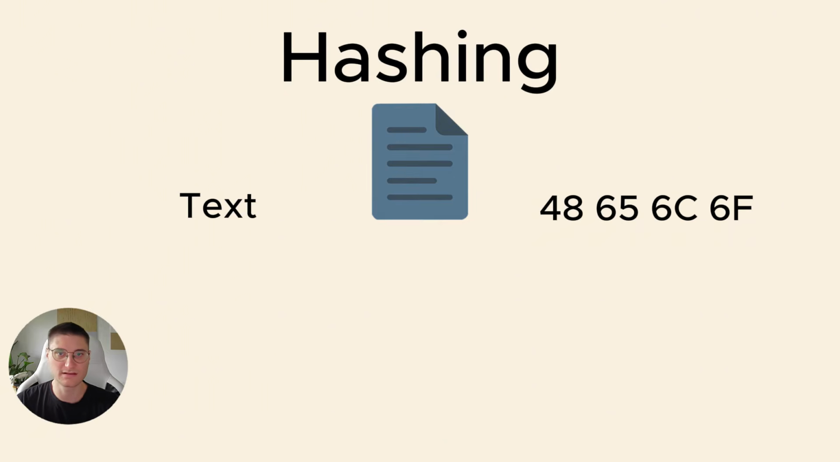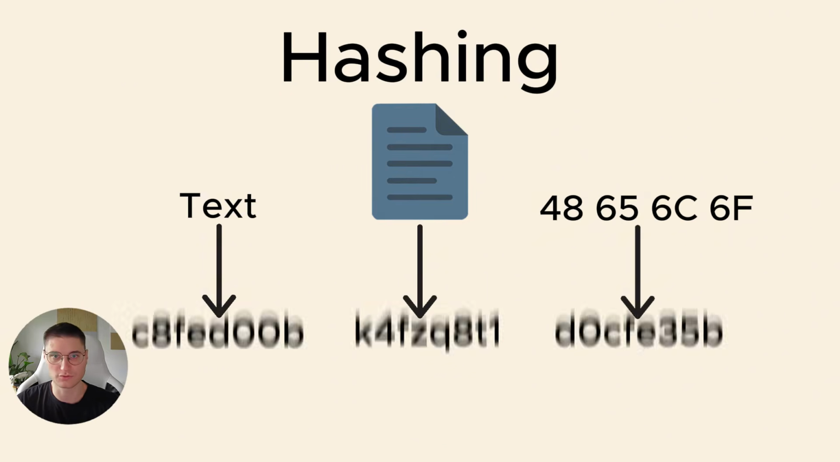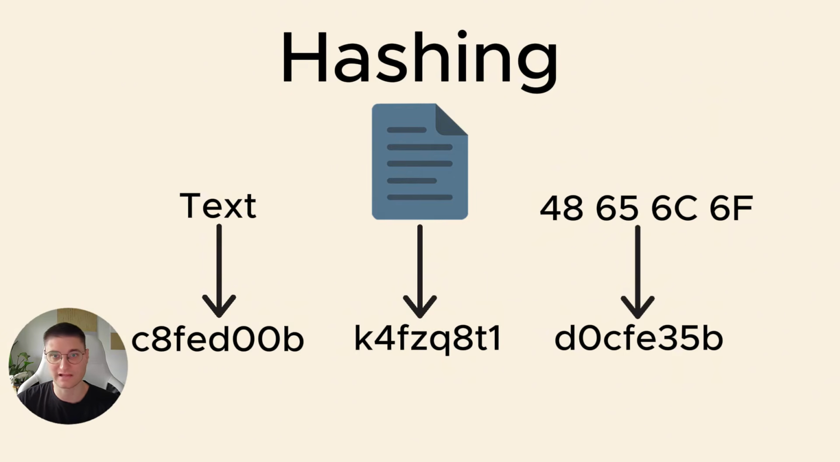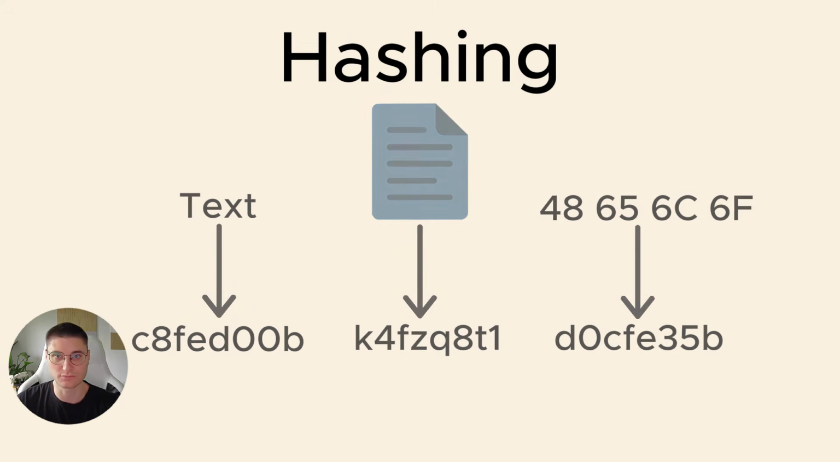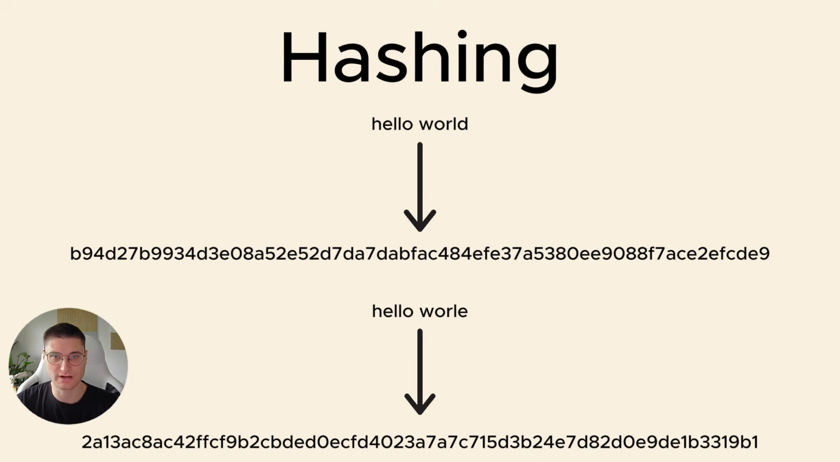Hashing is a one-way transformation. It takes any input like text, a file, or bytes and produces a fixed length output called a hash or digest. Unlike encryption or encoding, hashing cannot be reversed to recover the original input. Even a tiny change in input radically changes the output, which is called the avalanche effect.